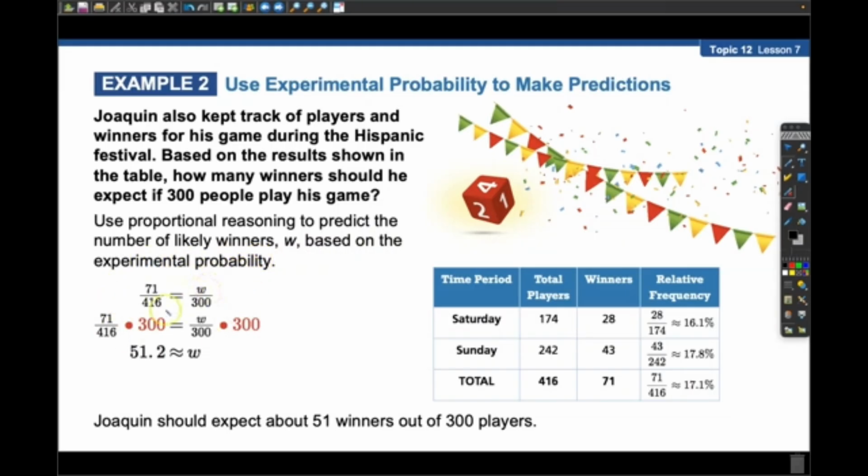Okay? So they show you can multiply both sides by 300 to get W. This is perfect for bat and ball. So we just take the total and we make the ratio out of that. So winners over the total players. So we get 71 over 416. And that's going to equal the amount of winners, whatever that is, they make it W. I'm just going to leave it blank. Over 300 players to play the game.